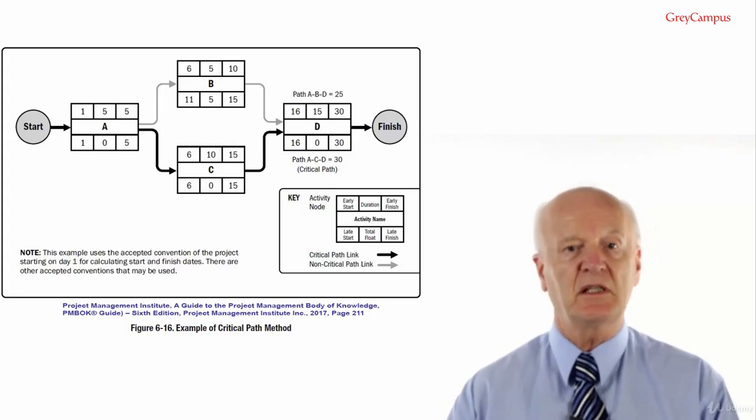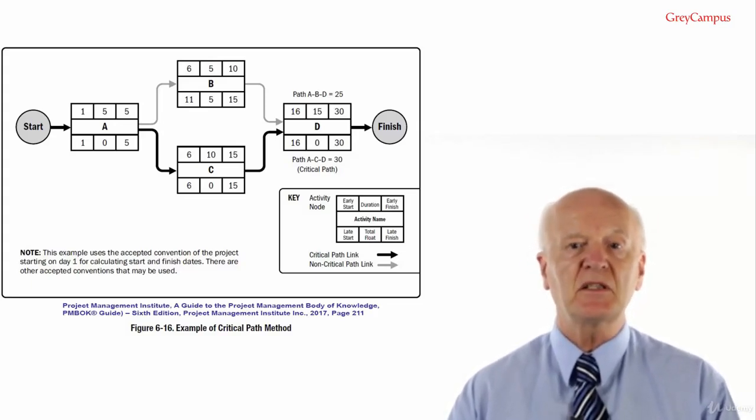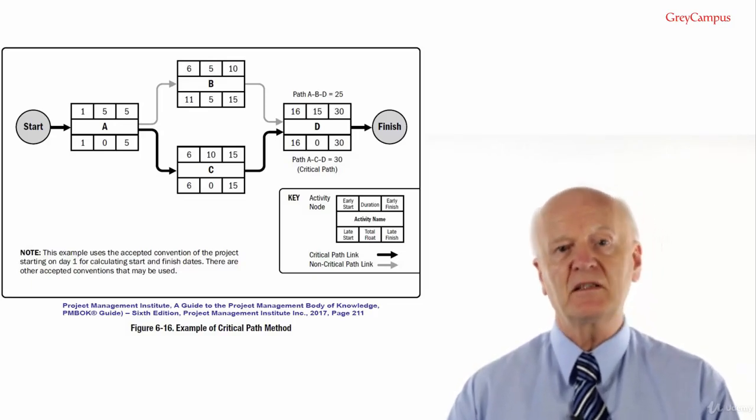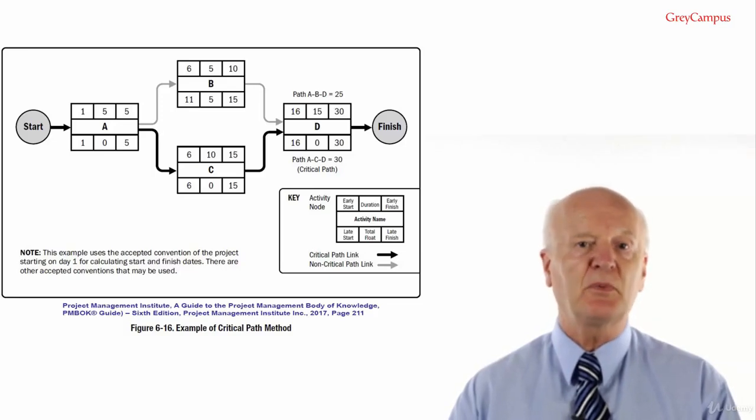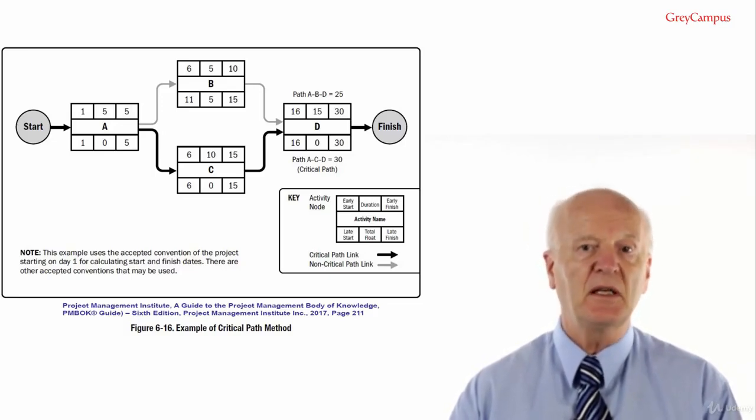activity is always 0. To go back to a predecessor, the late finish of the predecessor is the late start of the activity minus 1. Note that if an activity has multiple predecessors, they will all have the same late finish. I'll let you work through the rest of the other ones.